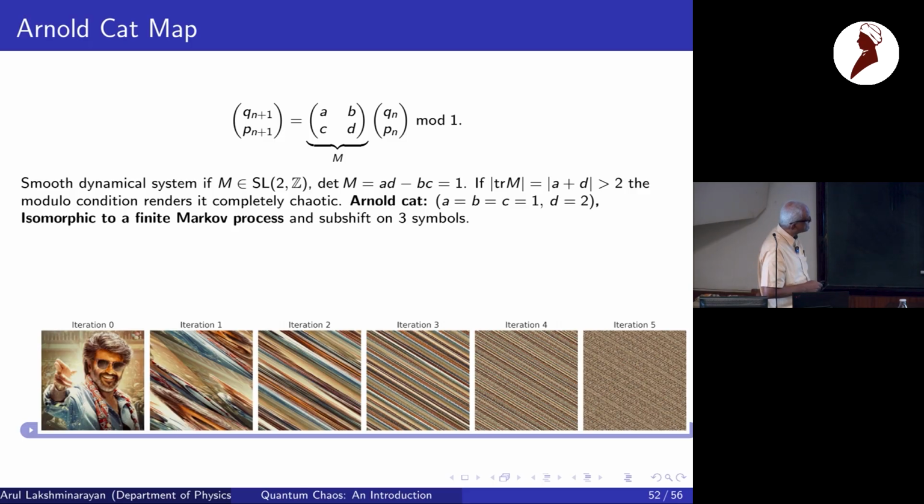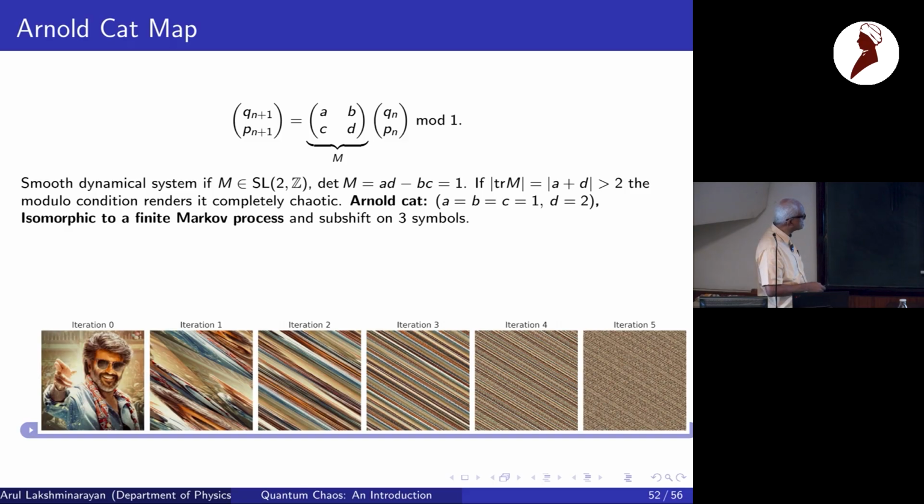It's almost like the Baker's map, except that there were 2 binary symbols there. Here there are 3, and it's a subshift, not a full shift. But you can again show that it is isomorphic to a finite Markov process. So it's stochastically like a Markov process. There are various things that you can put. I decided to put Rajnikanth here because the cat map is also very special. So let's see what happens to this image under this iteration.